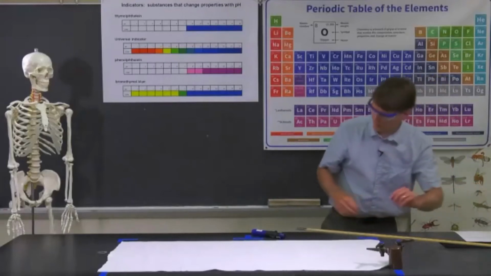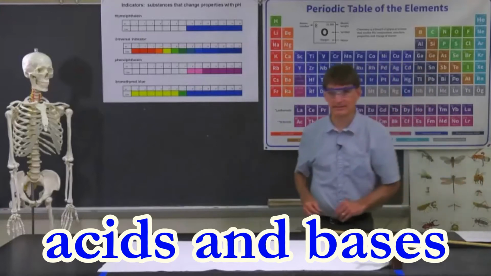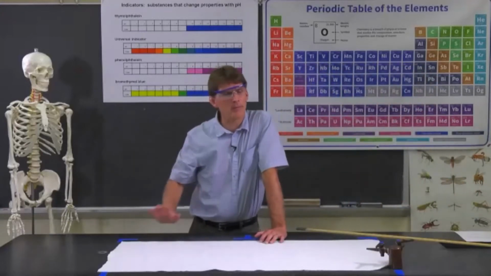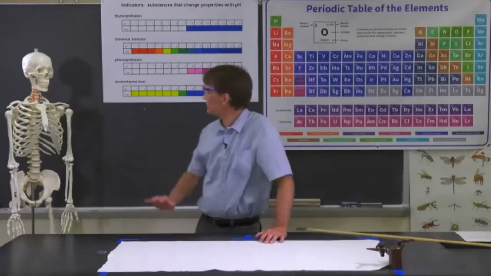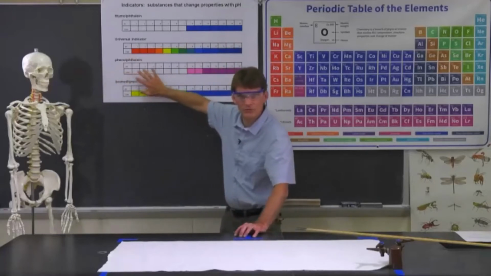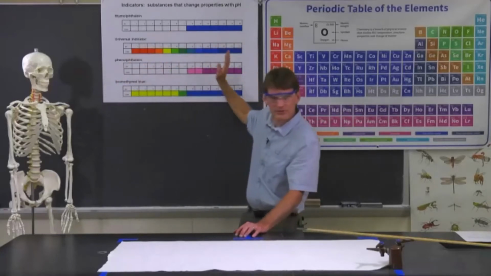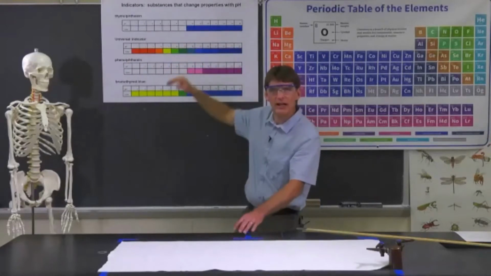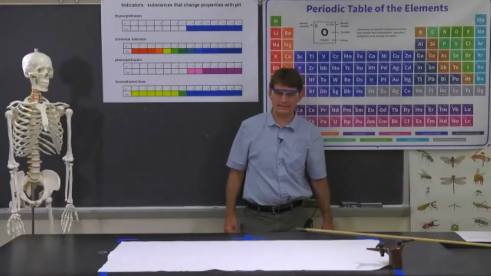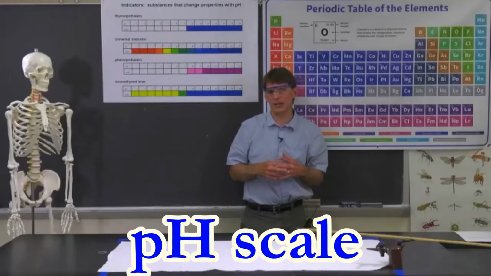Today we are going to talk about acids and bases. If you look on page 3 of the experiment booklet that we sent out to you, you'll see something that looks like this. This sort of diagram is going to help us learn about acids and bases. And maybe you've heard of the pH scale.